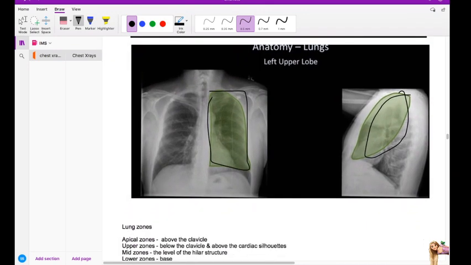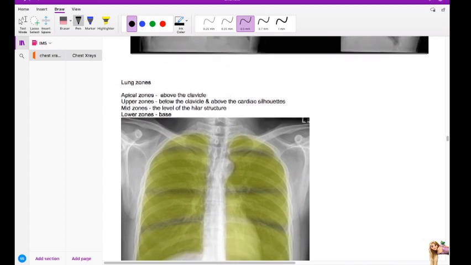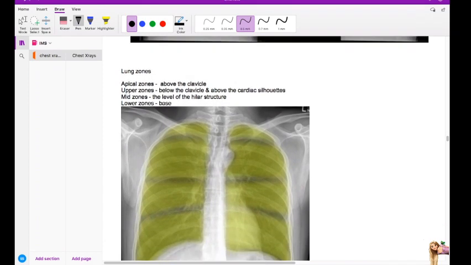If we just have PA view, we talk about lung zones. Based on the structure, we have divided the lung. If it's above the clavicle, it's called the apical zone. Then from the clavicle to above the cardiac silhouette, where it's starting, that's the upper zone. Then around the level of the hilum is the mid zone, and the bases are the lower zones.